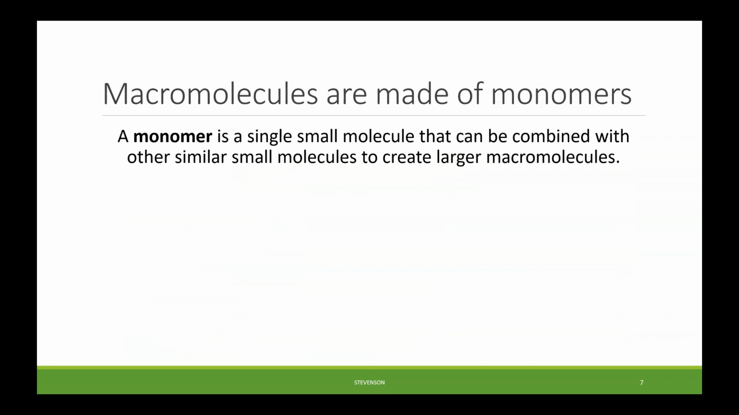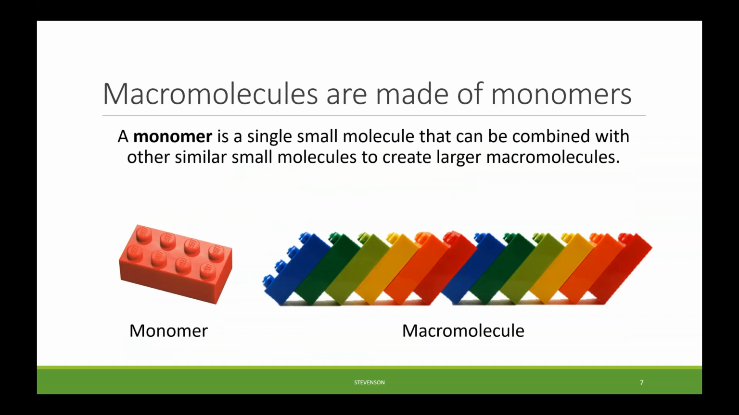And as we dive into this discussion, one thing to keep in mind is that each of these macromolecules is made up of smaller parts. And those smaller parts are called monomers. Monomers are single small molecules that can be combined with other similar small molecules to create larger macromolecules. So we can think about monomers as being like a single Lego brick. And if you gather a bunch of these Lego brick units and you put them together, then you get the macromolecule. So macromolecules are large molecules that are made of smaller repeating units.